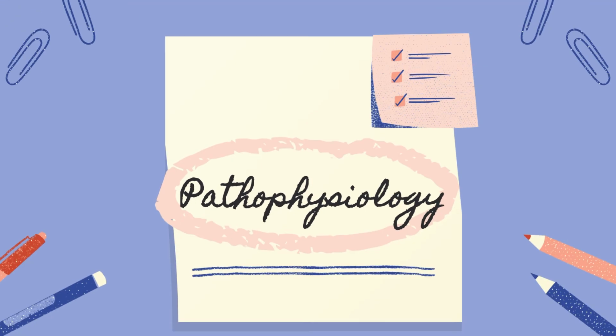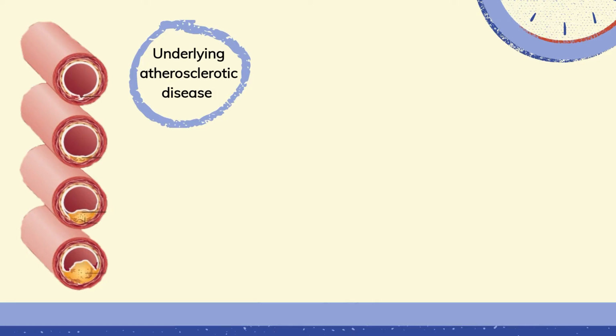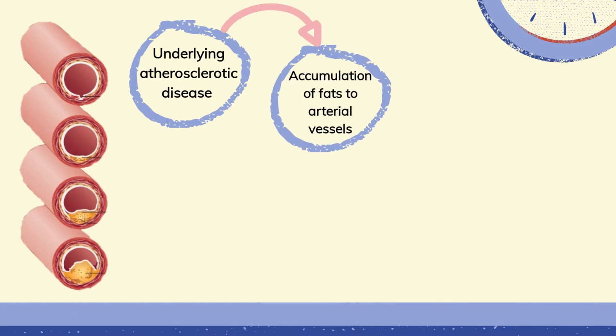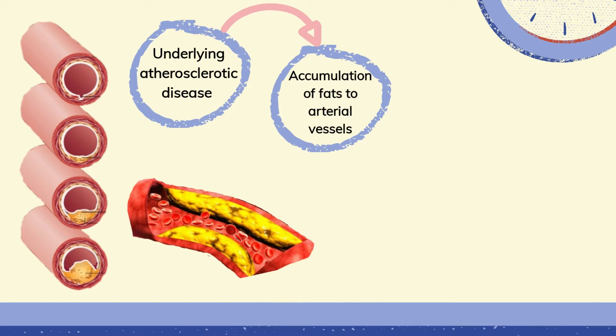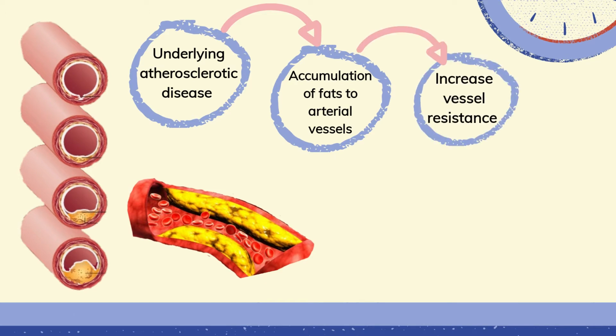What is the pathophysiology of this disease? Usually, the patient has underlying atherosclerotic disease. Accumulation of fats to arterial vessels is observed in this situation. This is illustrated in the image at the left side. With this accumulation, there is increase in vessel resistance. The vessel is narrowed, which leads to this situation.